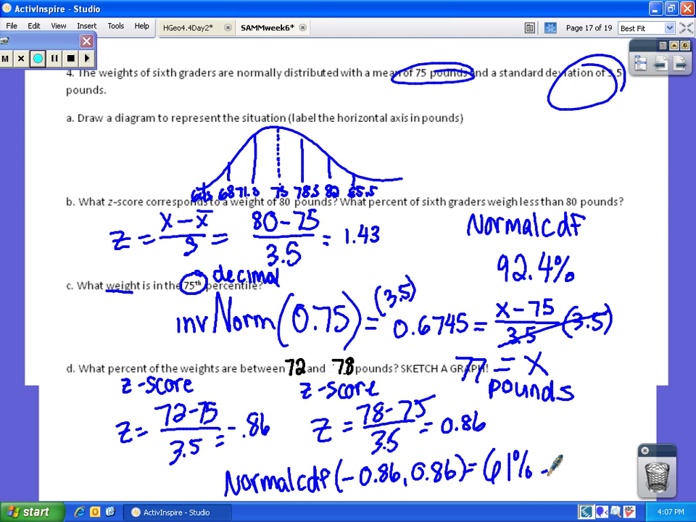Sketch a graph. Okay. Mean right in the middle. Negative 0.86 is going to come a little bit before the inflection point on both sides. And I'm going to sketch the part in between.